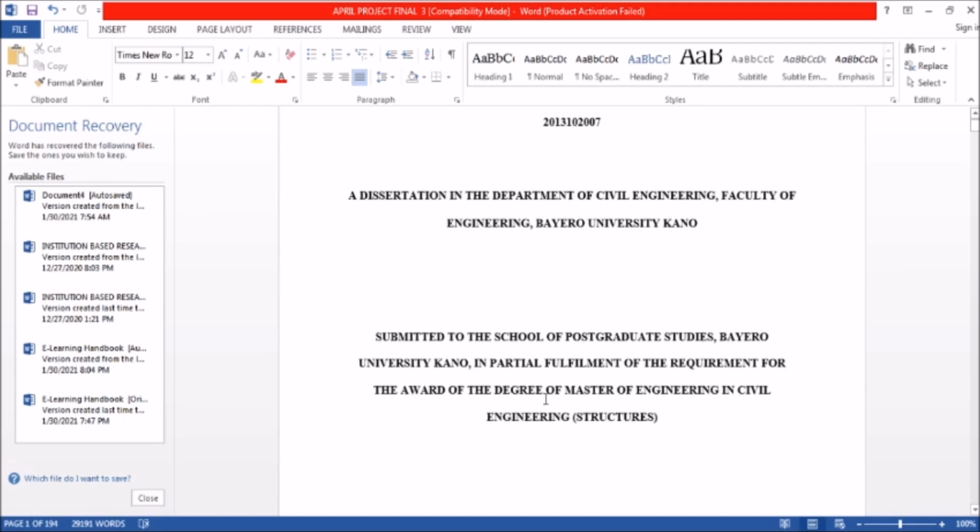If your school is Federal University of Technology Owerri, Imo State University, Ahmadu Bello University, or University of Benin, you always put it here. Then you can also see the next line: submitted to the School of Postgraduate Studies, Bayero University, in partial fulfillment of the requirement for the award of the degree of Masters of Engineering in Civil Engineering, structural option.